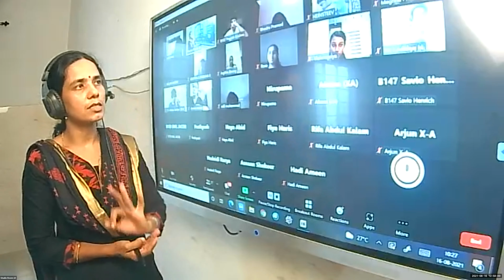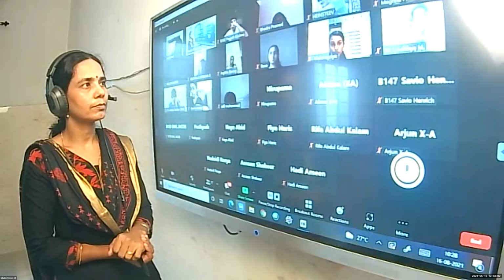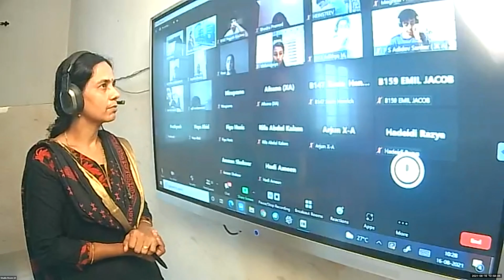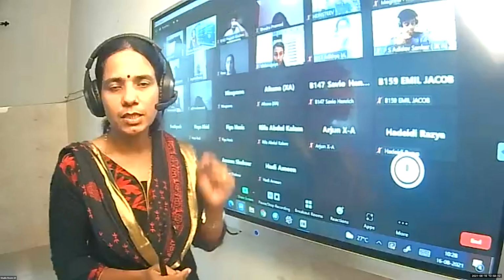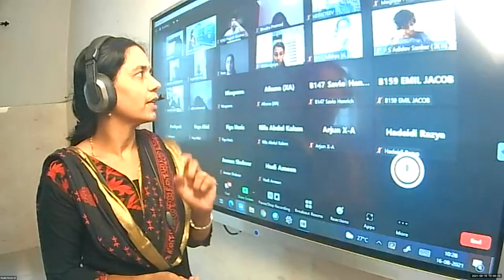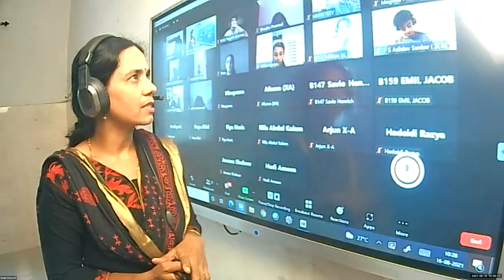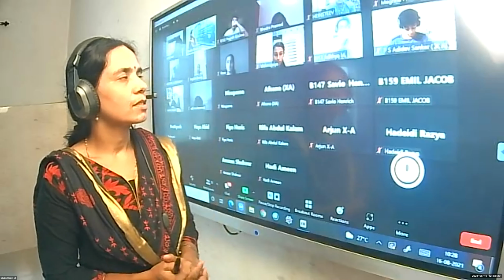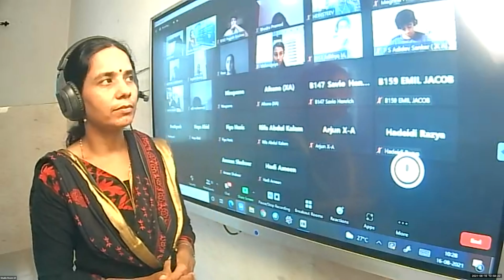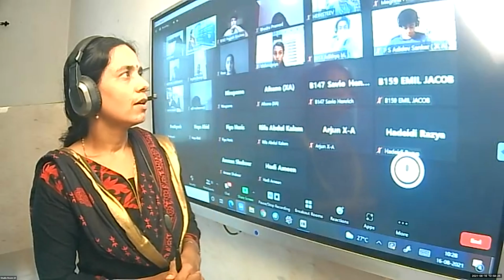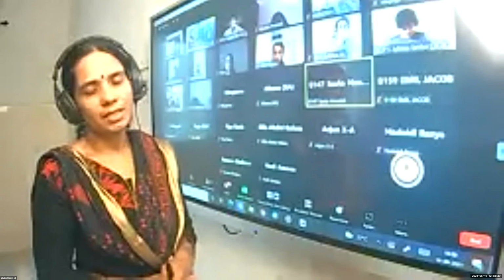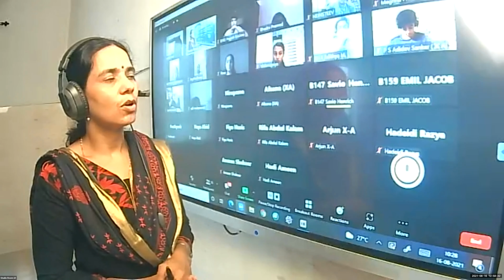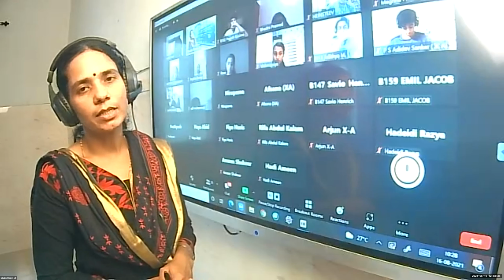Suppose 3 vertices are given. What will we do? First, we have to find the length of all the three sides. You name the vertices A, B, C. Find out the side AB, find the side BC, and find the side CA. Suppose all the three sides are equal, then the given vertices form a what? Yes, Savio. It is an equilateral triangle. If all the sides are equal, then it is an equilateral triangle.